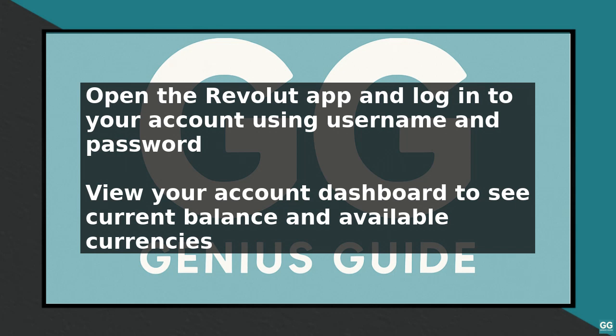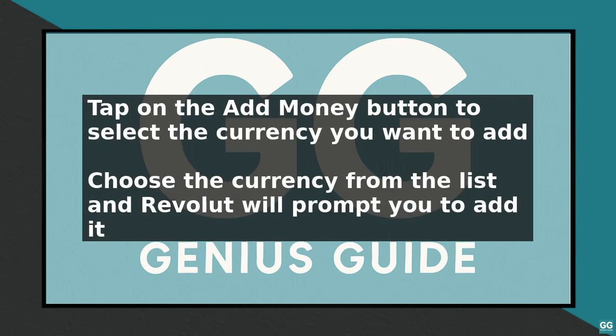Revolut supports a wide range of currencies, including major currencies like US dollars, euros, and pounds, as well as many others. To add a new currency, tap on the currency selector and choose the currency you want to add from the list. If the currency is not already in your account, Revolut will prompt you to add it. Once you have selected the currency, you will be asked to enter the amount you want to add.